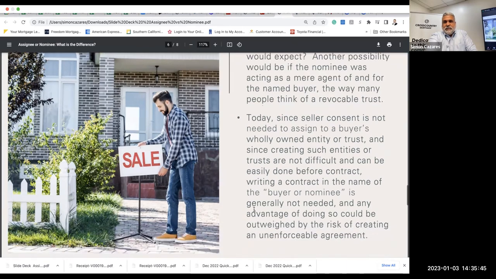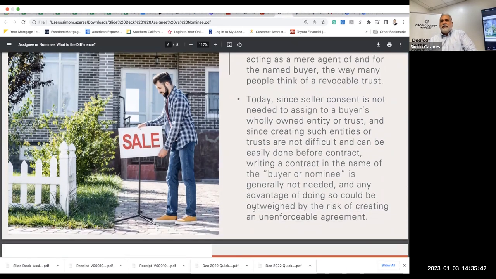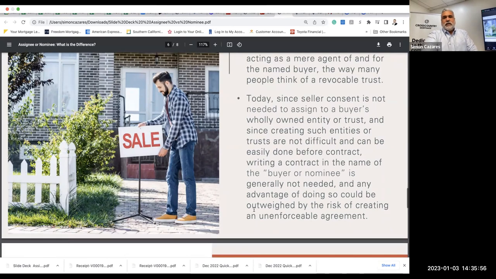So, easily done before a contract is written. A contract in the name of the buyer or nominee is generally not needed. Any advantage of doing so could be outweighed by the risk of creating an unenforceable agreement.